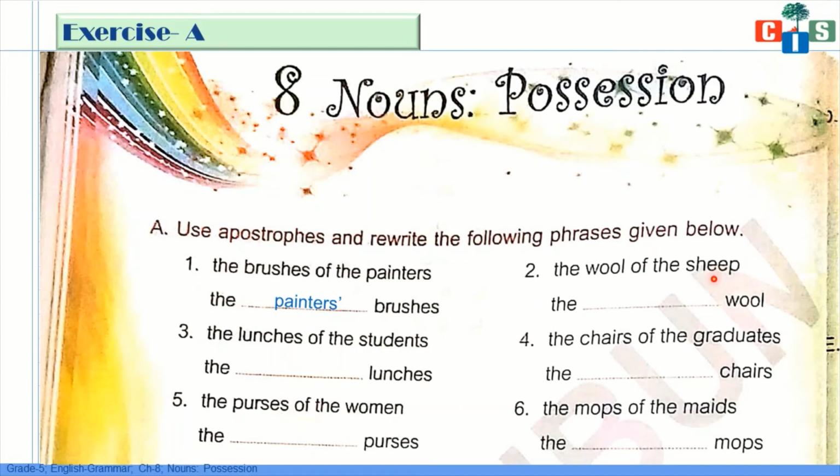This word does not end with S. Sheep is in singular form, not plural form. So, to change this word into a possessive noun, I will add an apostrophe and S, both. So it will change into this form: sheep's, apostrophe and S. I hope you are able to understand when to add S, when to add an apostrophe, and when to add apostrophe and S both. Okay, let's move towards another exercise.